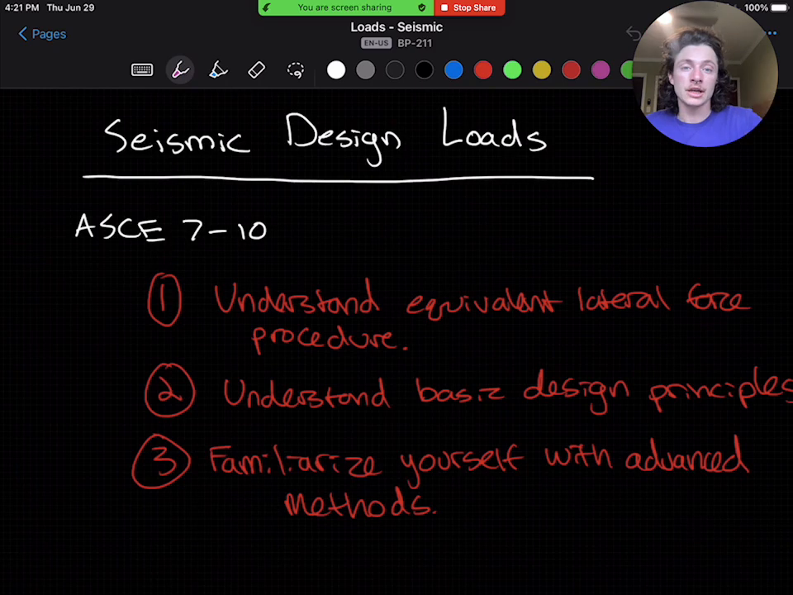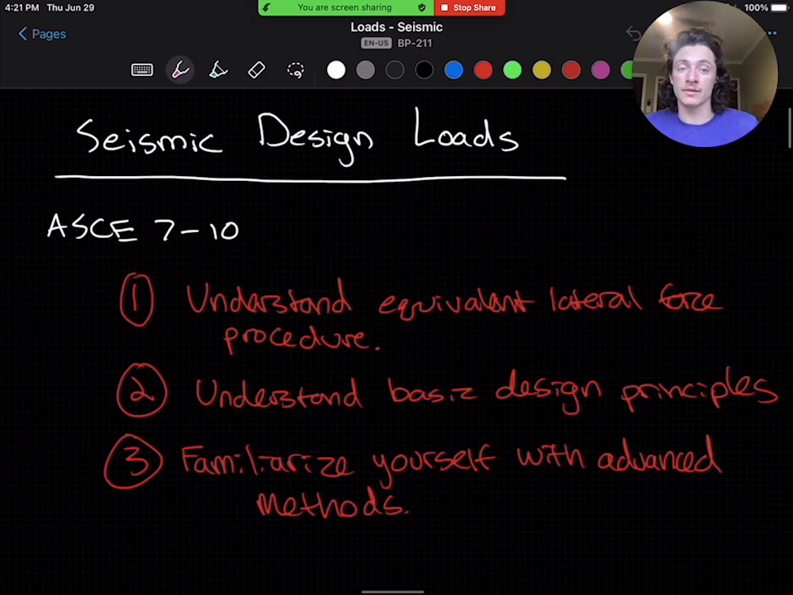So the learning objectives are as follows. We want to, one, understand the equivalent lateral force procedure. Two, understand the basic design principles behind seismic design, seismic load analysis. And three, familiarize yourself with the advanced methods that we would be using for seismic design in, say, a skyscraper or a larger vehicular bridge.